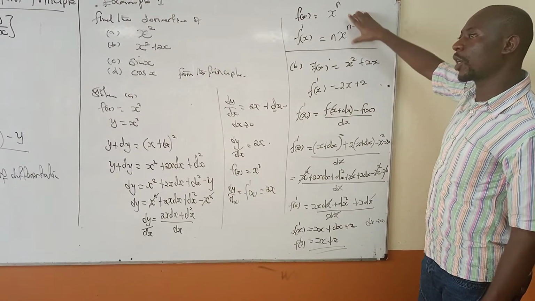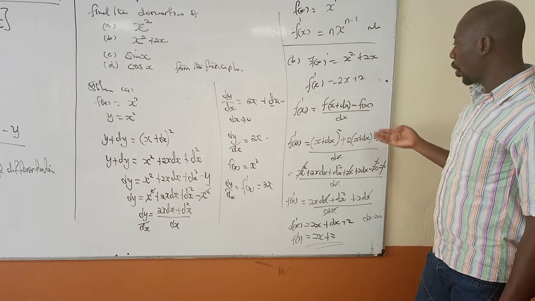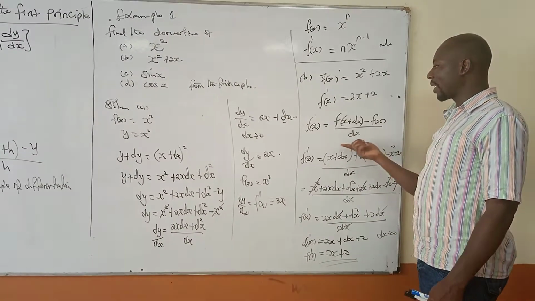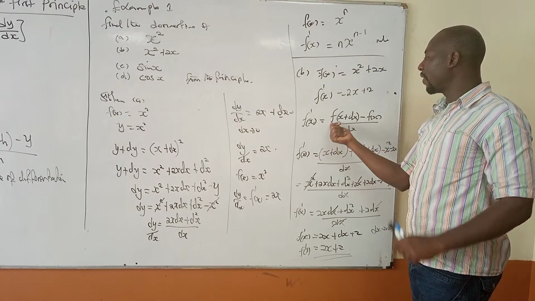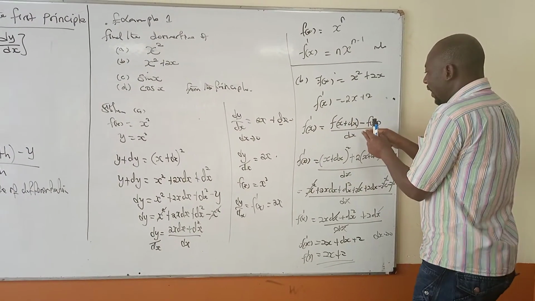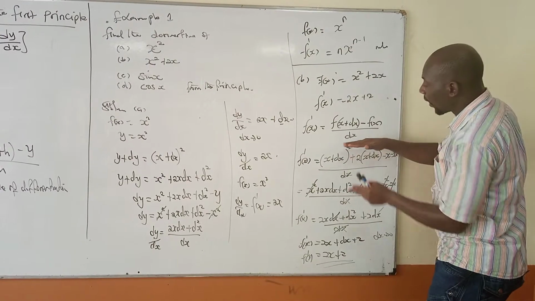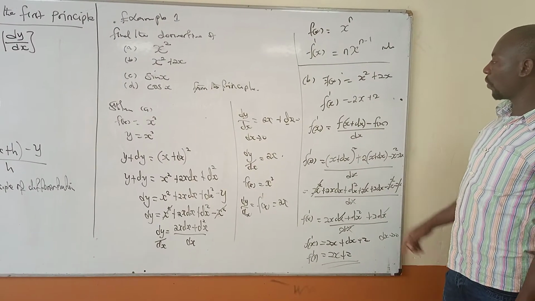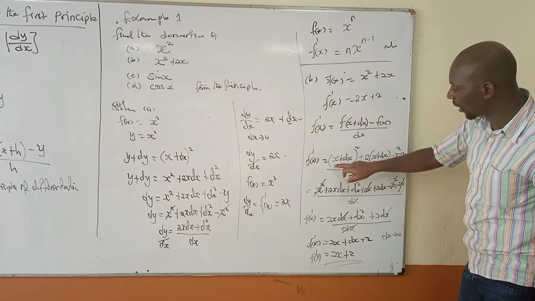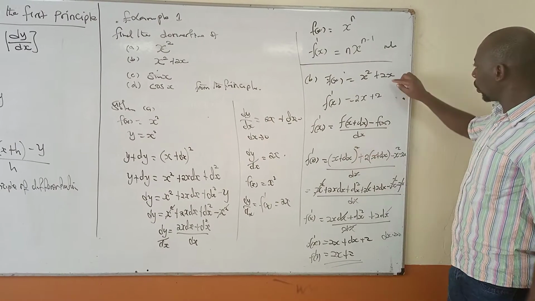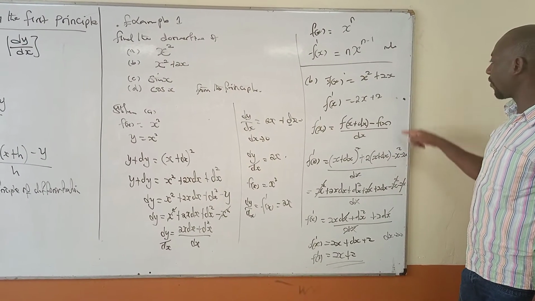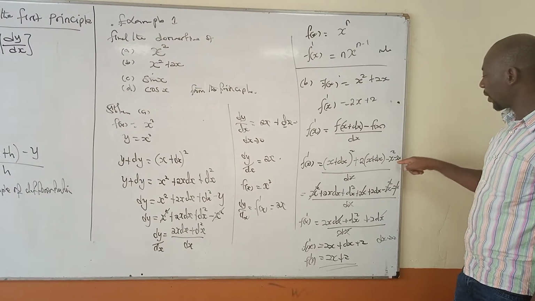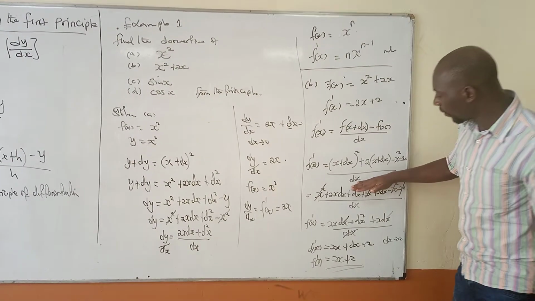But if you don't know this formula, you are told to get it by the first principle. You apply the first principle formula that says f prime of x is given as f of x plus dx minus f of x over dx. So that is what we've substituted. x squared now becomes x plus dx squared. 2x becomes 2 into x plus dx, minus f of x, which is actually x squared plus 2x. Then you divide by dx.